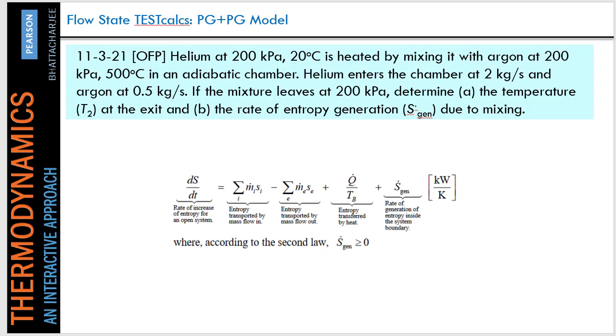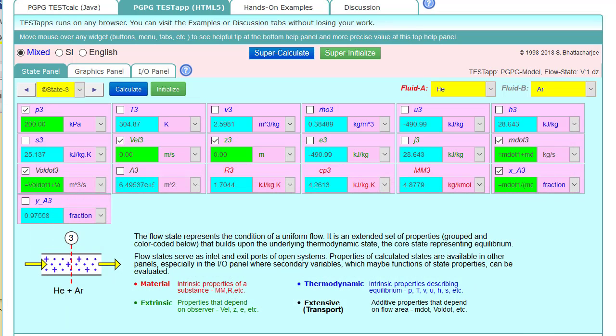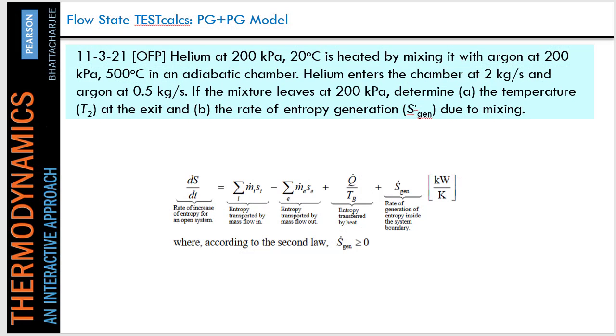So the question asked to find the final temperature of the mixture. So at state 3, we'll keep it in degrees Celsius. So we get that the mixture temperature is 31.7 degrees Celsius. The next problem asked to find the rate of entropy generation, or S dot gen.